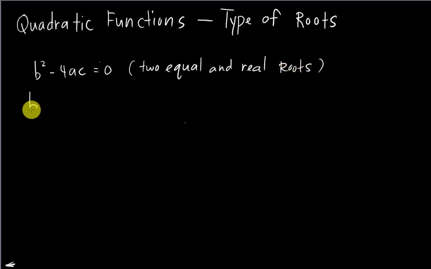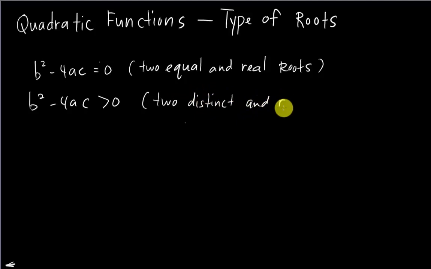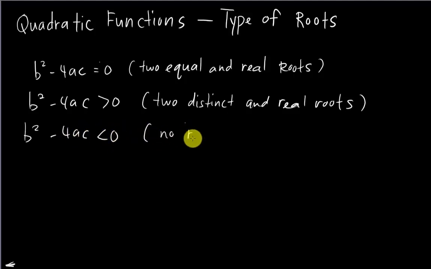And then you will see something like b squared minus 4ac bigger than 0. This one will mean 2 distinct, or different, and real roots. And you will also see something like b squared minus 4ac less than 0. This one will mean no real root.